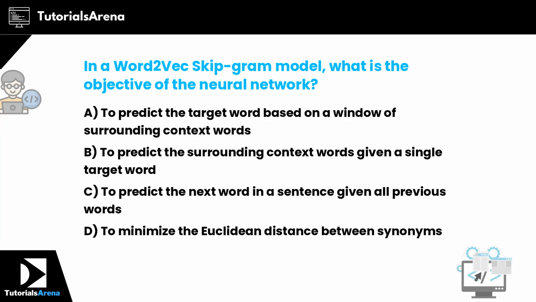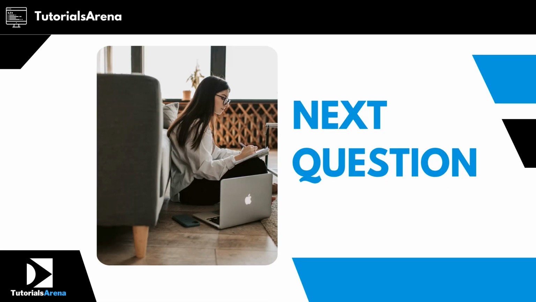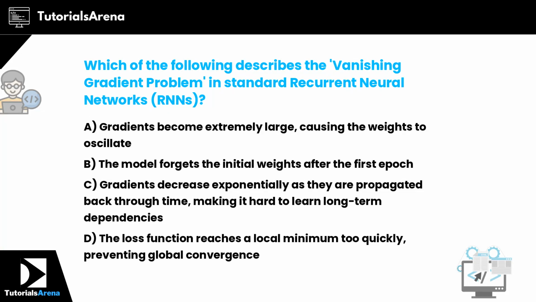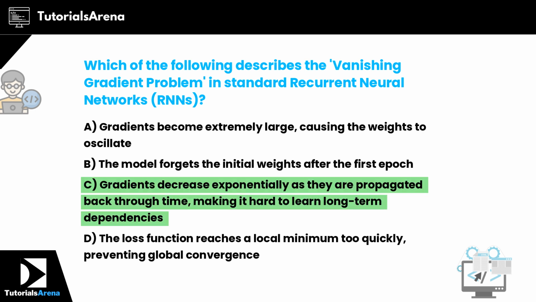In a Word2vec skip-gram model, what is the objective of the neural network? The correct answer is option B, to predict the surrounding context words given a single target word. Which of the following describes the vanishing gradient problem in standard recurrent neural networks, RNNs? The correct answer is option C. Gradients decrease exponentially as they are propagated back through time, making it hard to learn long-term dependencies.